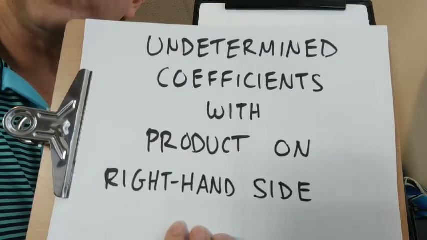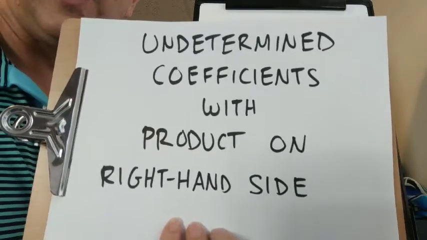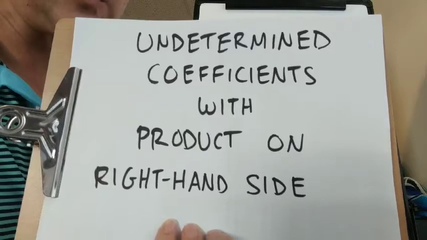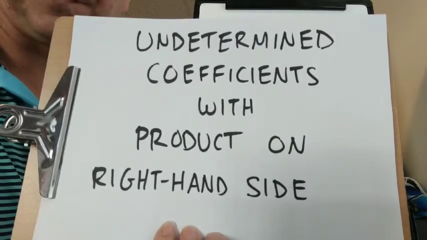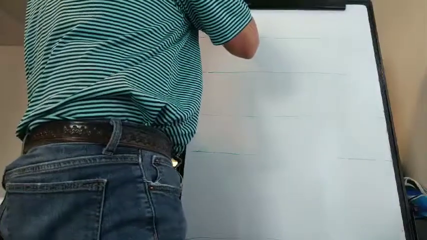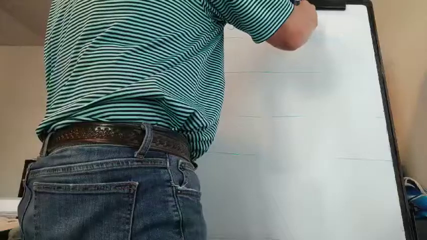Another case of a non-homogeneous differential equation, which we might need to solve, has on the right-hand side a product of a polynomial and an exponential function and a trig function. And the way to guess a particular solution for these is pretty much to combine what we've done for each of the cases individually.